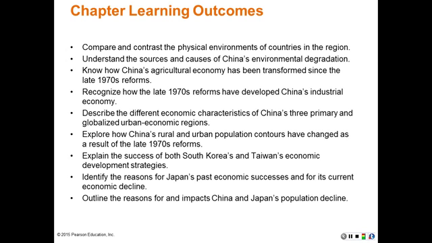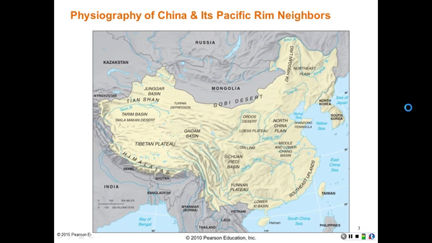Explore how China's rural and urban population contours have changed as a result of the late 1970s reforms. Explain the success of both South Korea and Taiwan's economic development strategies. Identify the reasons for Japan's past economic successes and its current economic decline. And finally, outline the reasons for and impacts of China and Japan's population decline.